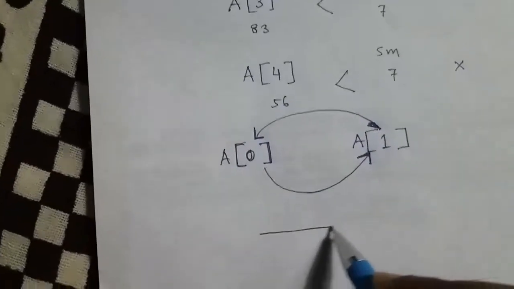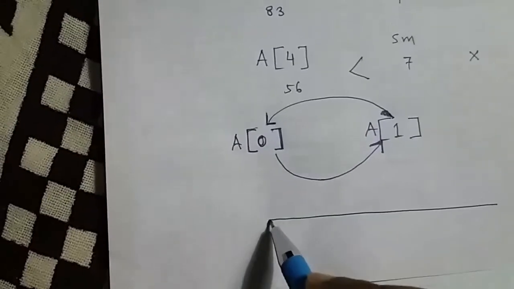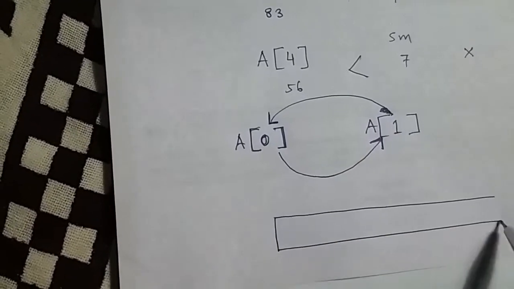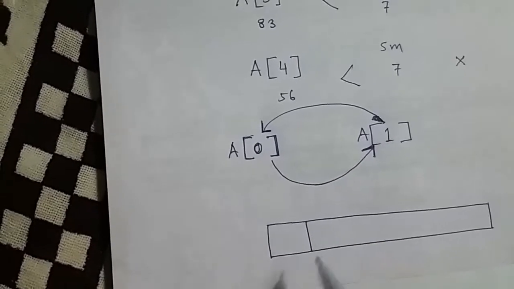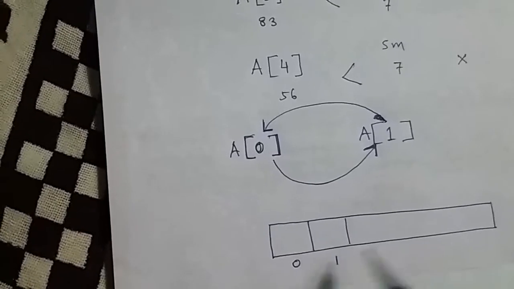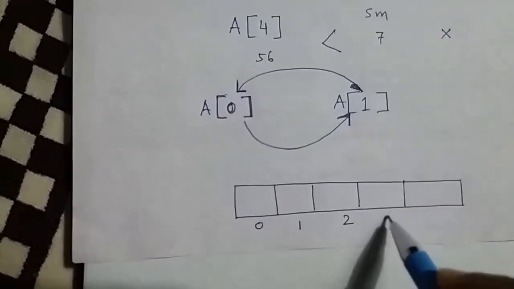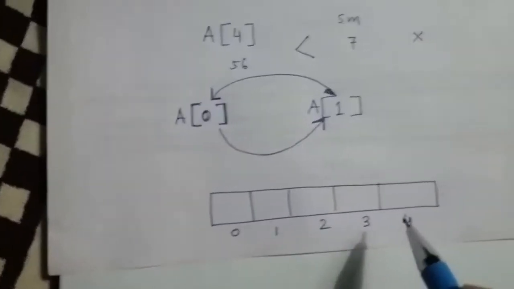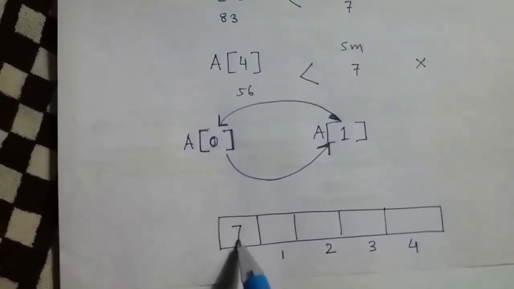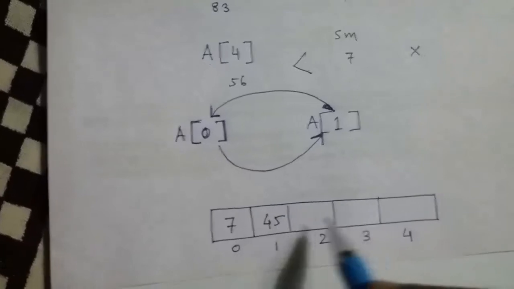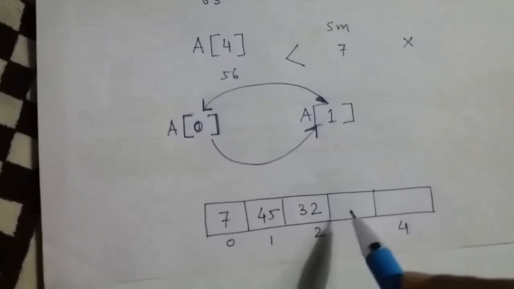So the resultant array will be, I am drawing the array. There are 5 blocks: 0, 1, 2, 3, 4. So 7 here, 45 here, and the rest of the elements will be as it is.